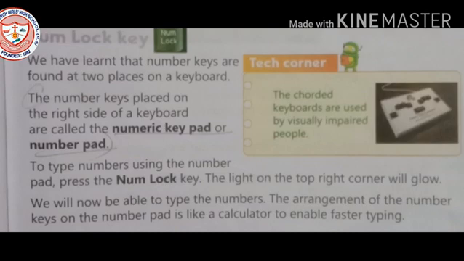So after you switch on the numlock key, you are able to write the numbers with the help of the number pad. Okay. The arrangement of the number keys on the number pad is like a calculator, to enable faster typing.